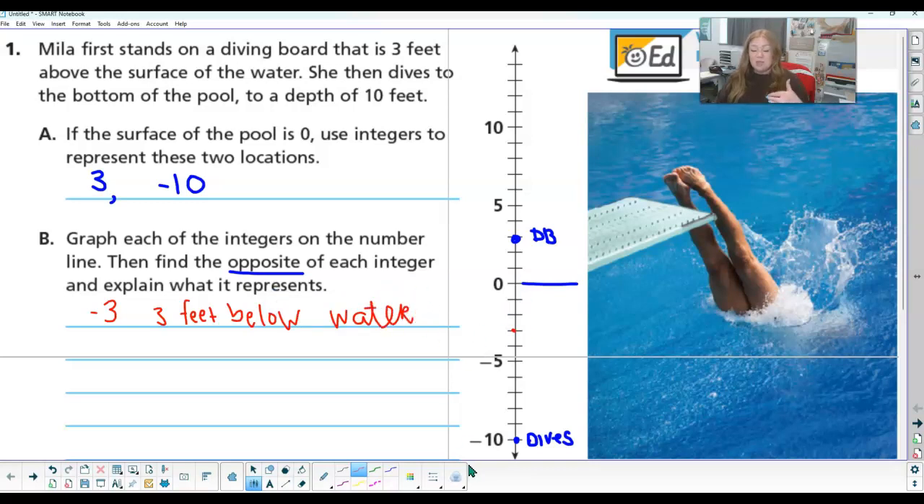Okay, then I'm going to have you try the -10. So write down the opposite of -10, and she dove 10 feet below the water, so it's the opposite of that. So go ahead and finish B, telling me what's the opposite of -10 and what does it mean when you're at the opposite of -10.